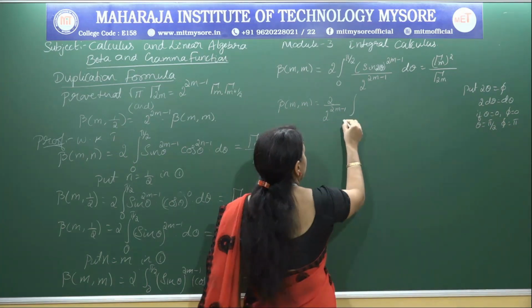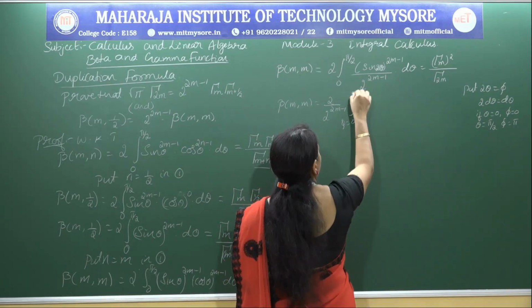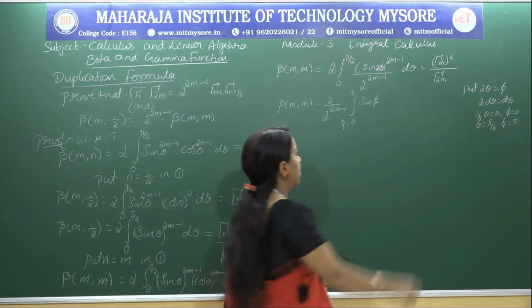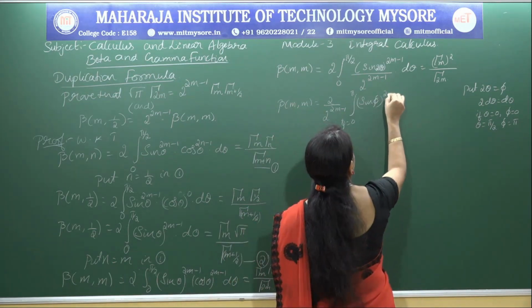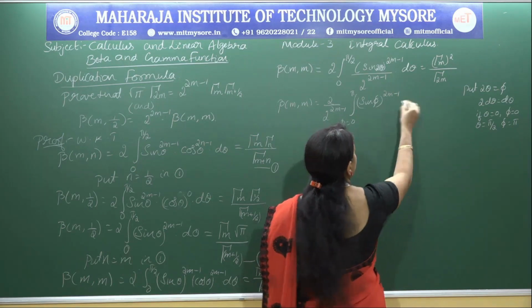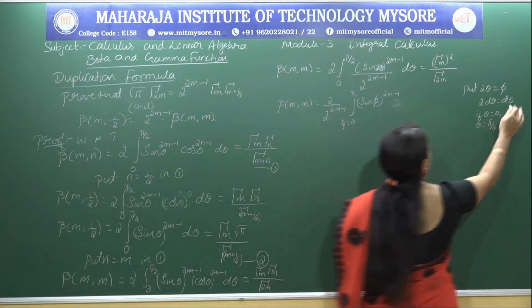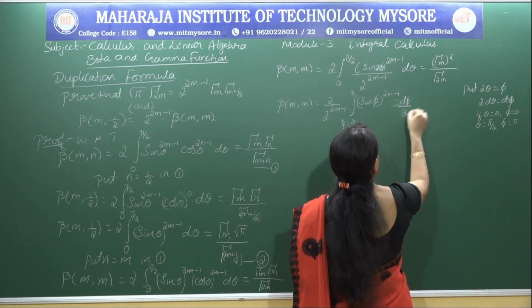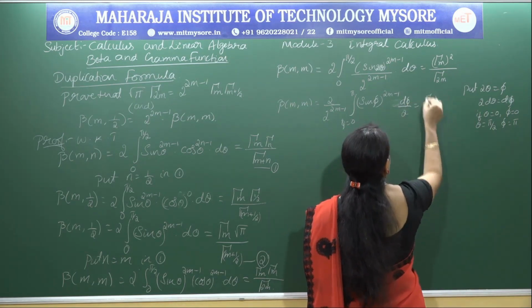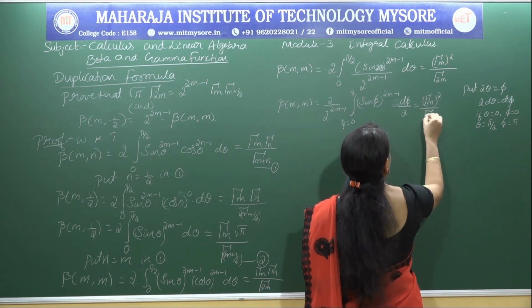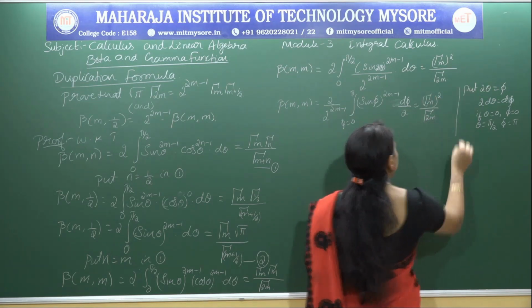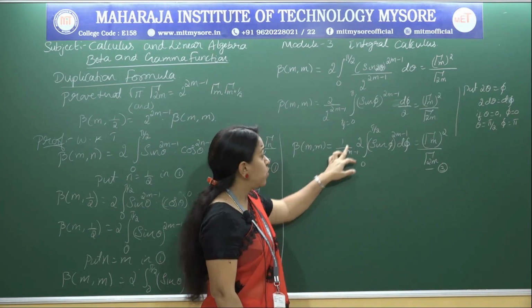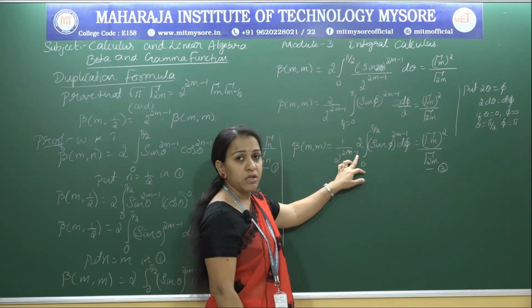So replace that. So your pi varies from 0 to pi, sin pi, 2 theta is replaced by pi, whole to the power of 2m minus 1 into d theta, which is nothing but 2 times d pi. So d theta is d pi by 2. And this part remains as it is, gamma m whole square by gamma 2m. Okay. So if I simplify with the next step, we have beta m comma m is 1 by 2 to the power of 2m minus 1.